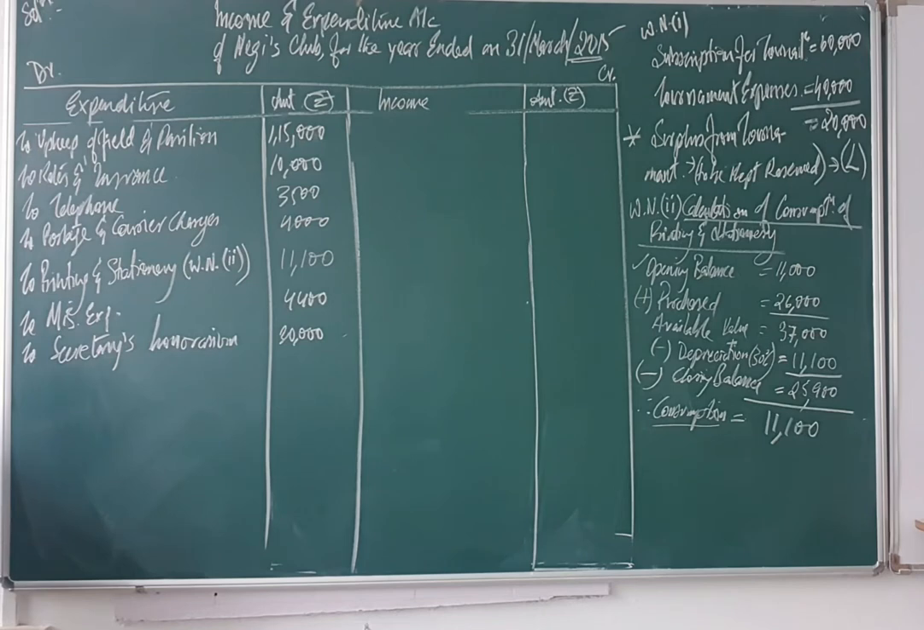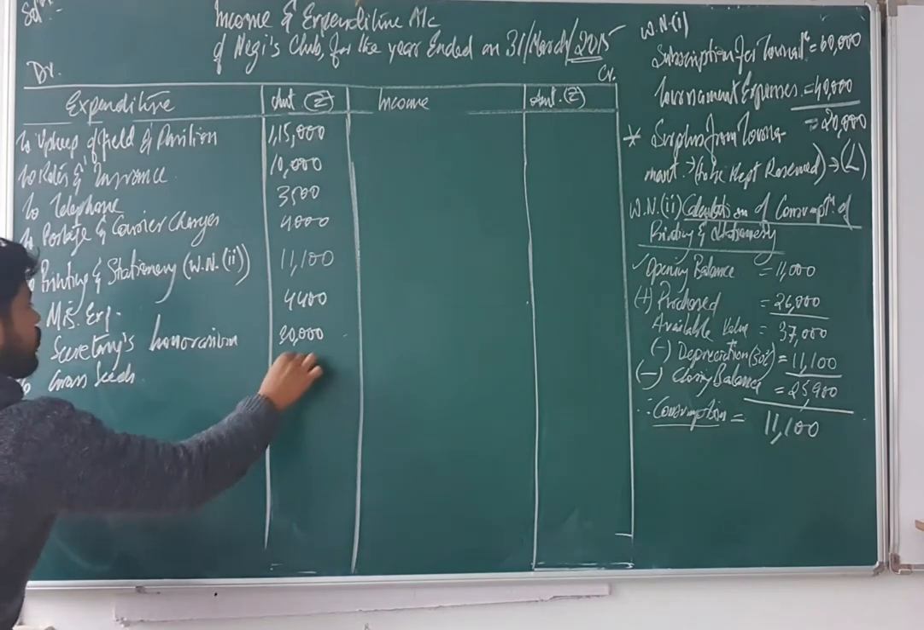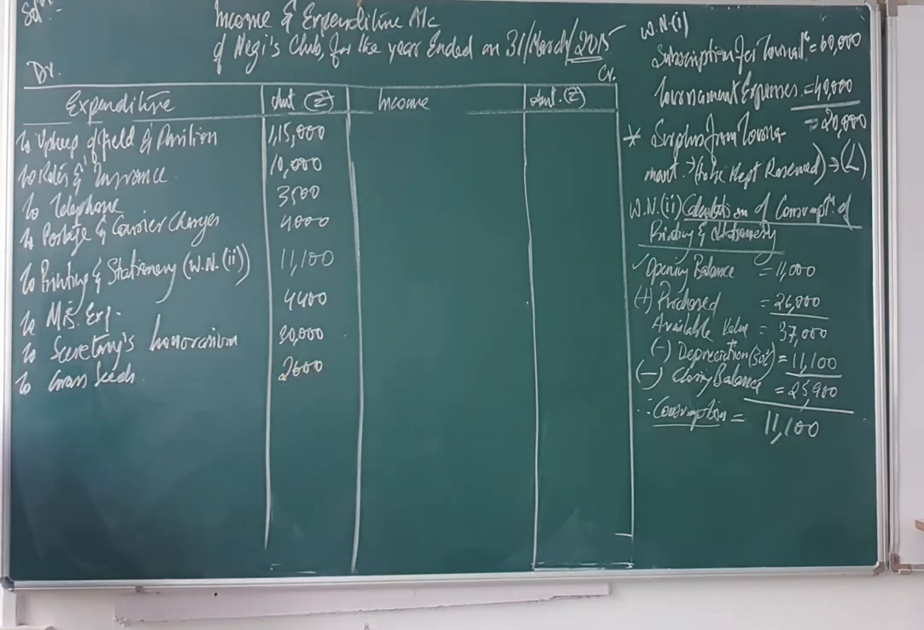Next, grass seeds available. Grass seeds 2,600. Then investment is given. Investment is an asset. Don't write here.